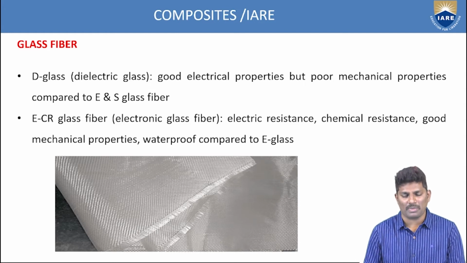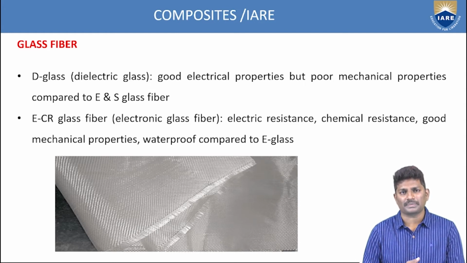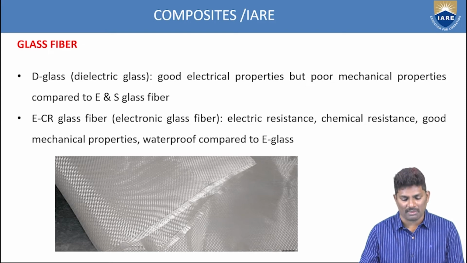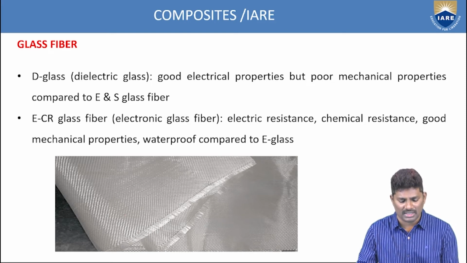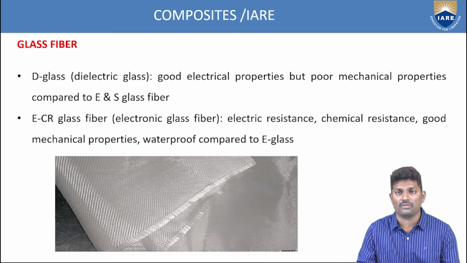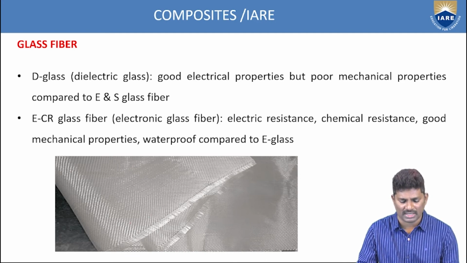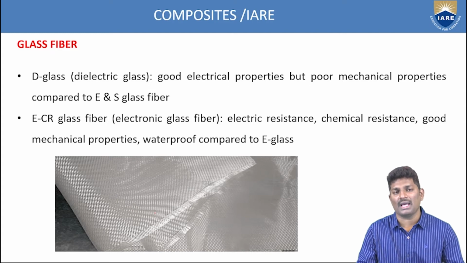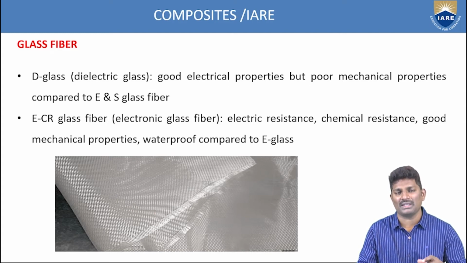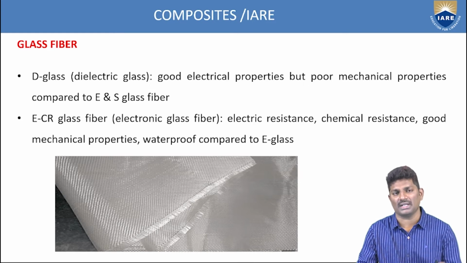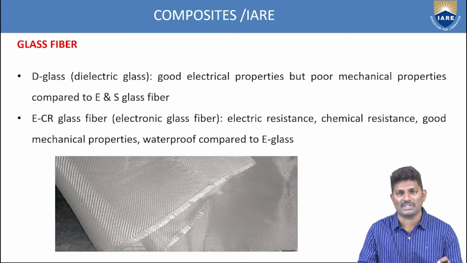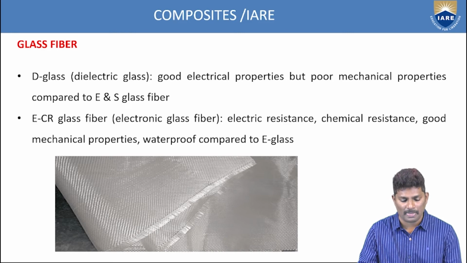Even the mechanical properties are also good, and it is waterproof when you compare it with the E glass type. So this is some type of glass fiber material. You have different structures here, different types of metals have been reinforced, okay, and it looks like a single material, but it has different compositions inside. So this is one of the examples of a glass reinforced material.